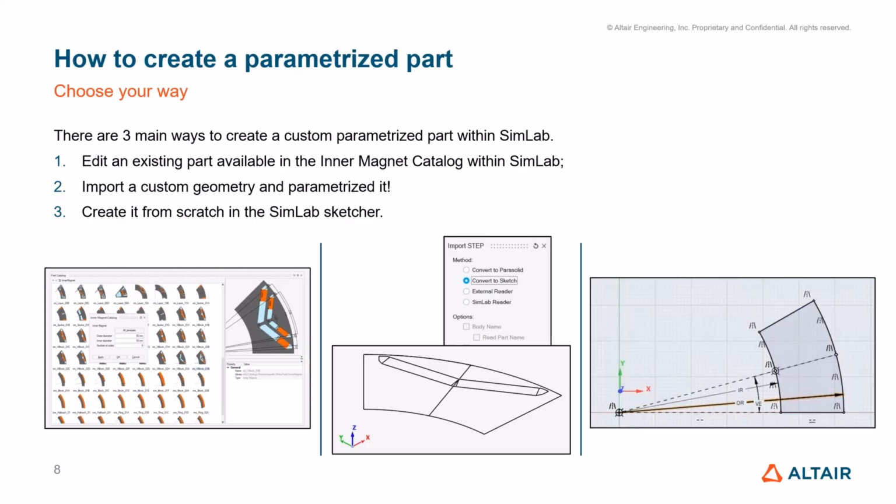So let's start to have a look at the main topic: how to create a parameterized part. We have mainly three ways considering SimLab. You can edit an existing part available in the inner magnet catalog within SimLab, import a custom geometry and parameterize it, or create a part from scratch in the SimLab Sketcher. You can see the three examples. And you can see how important it is to use the convert to sketch in the case of imported geometry, right?